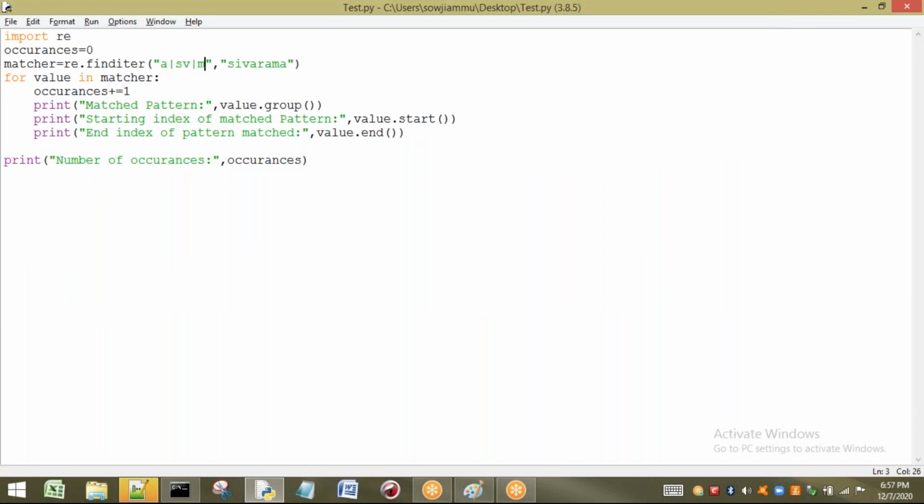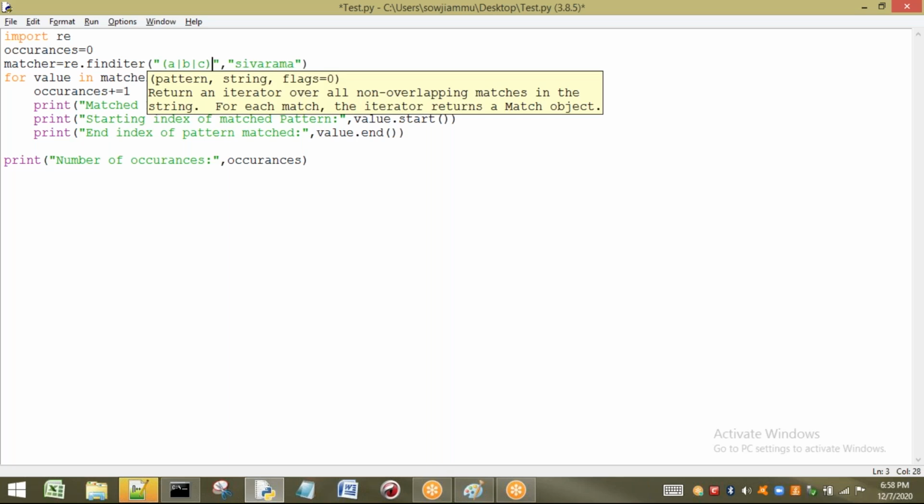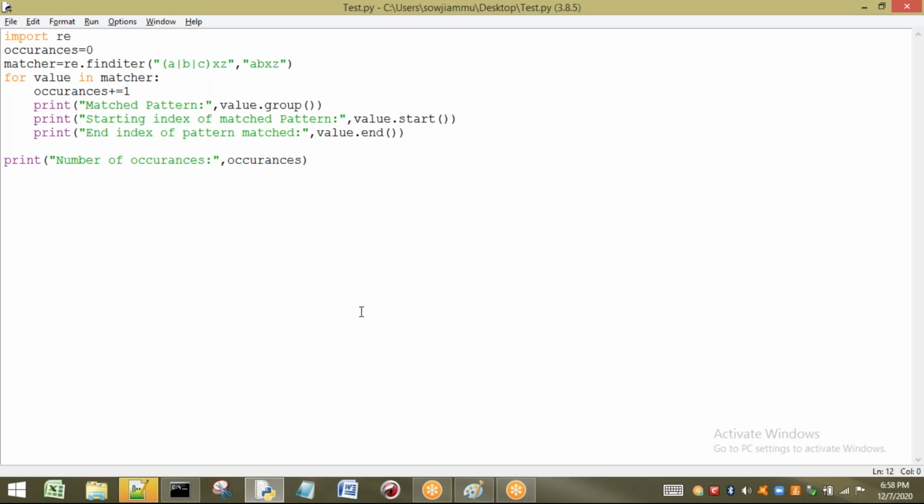So what am I going to write here? I am going to write an expression: A or B or C, inside parentheses, and after this I am going to write XZ. The first string I am going to take is A, B, X, Z. Now observe carefully, I am going to execute this one.